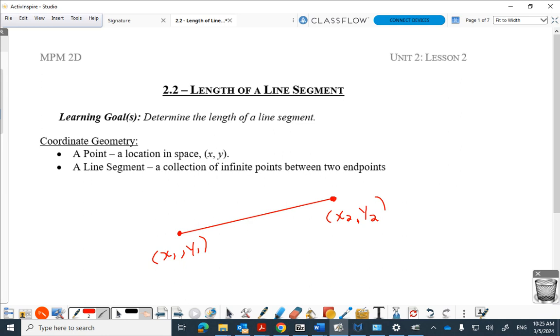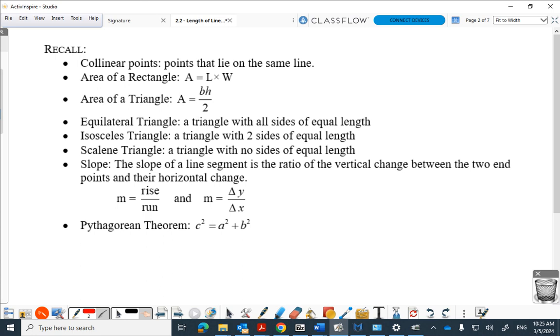Recall, though, some interesting information that I'll use. Collinear points are points that lie on the same line. Area of a rectangle is length times width. Area of a triangle is base times height over 2. Equilateral triangle is a triangle with sides of equal length. Isosceles triangle, 2 sides of equal length.